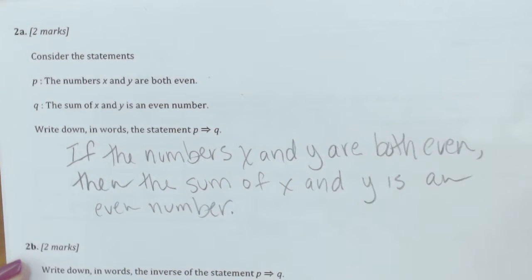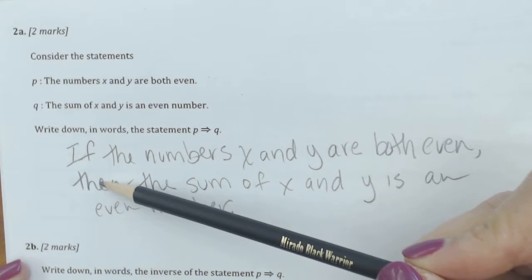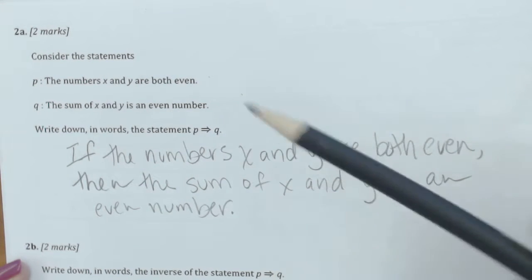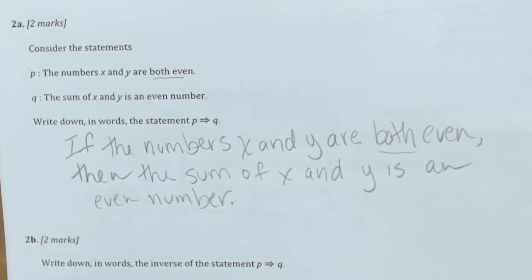Now here's what I'm looking for when I grade this. I'm looking for the if then. I'm also looking for the order P and then Q. And be careful with words because it says both. So make sure that you put that down, both. So I'm looking for specific things here.